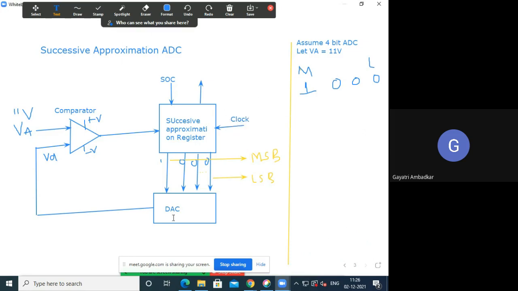Now, what is the output of DAC here? It will convert this signal into analog form, so the output will become 8 volt. Now what will this comparator do? 8 volt will be compared with the 11 volt. What is greater? 11. One important thing I have drawn: the input analog voltage is applied at the inverting terminal and the output of DAC is connected to the non-inverting terminal. So what will be the output of the comparator now? Plus Vsat or minus Vsat?